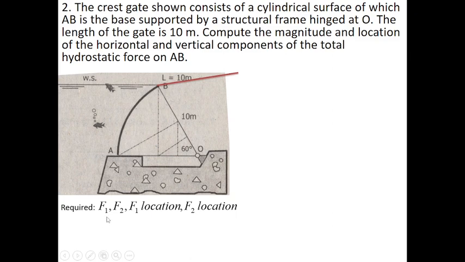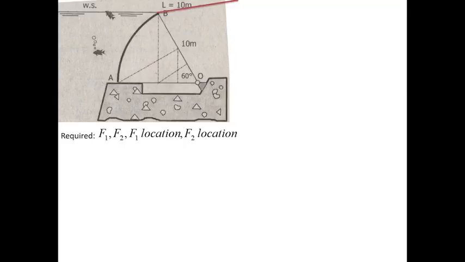So we're going to solve for the horizontal component of the hydrostatic force F1, the vertical component of the hydrostatic force F2, and the location of the two hydrostatic force components. So we can now proceed with the solution. For the solution of the problem, we consider first finding F1. So we're going to consider the vertical projection of the gate.